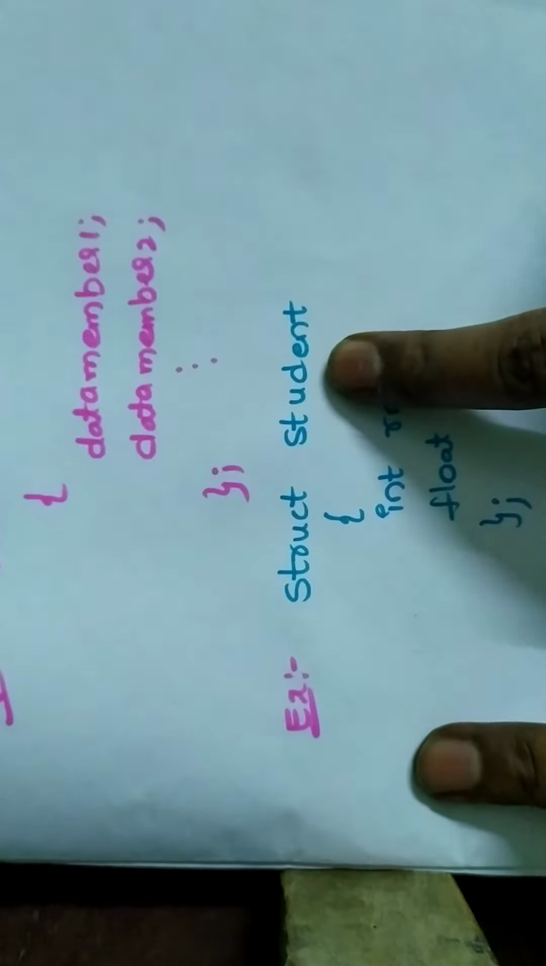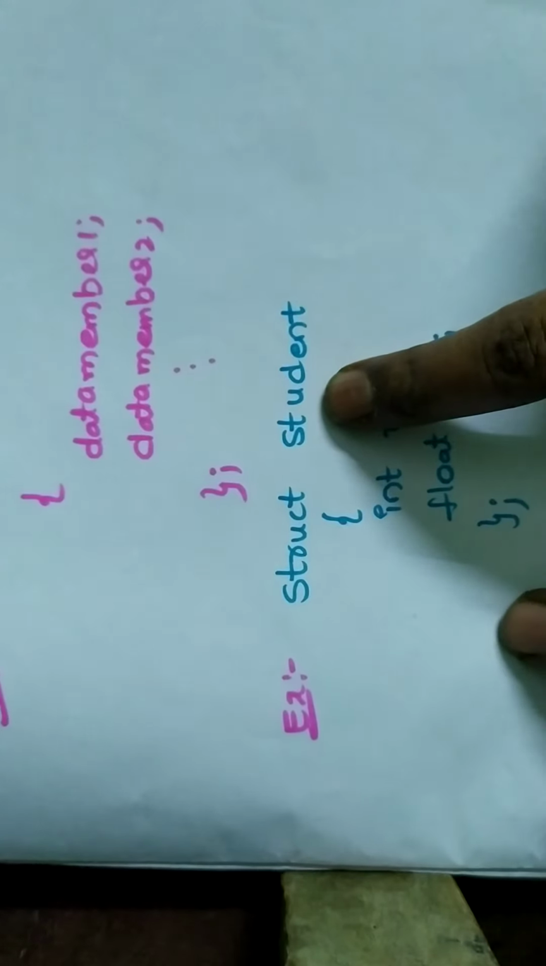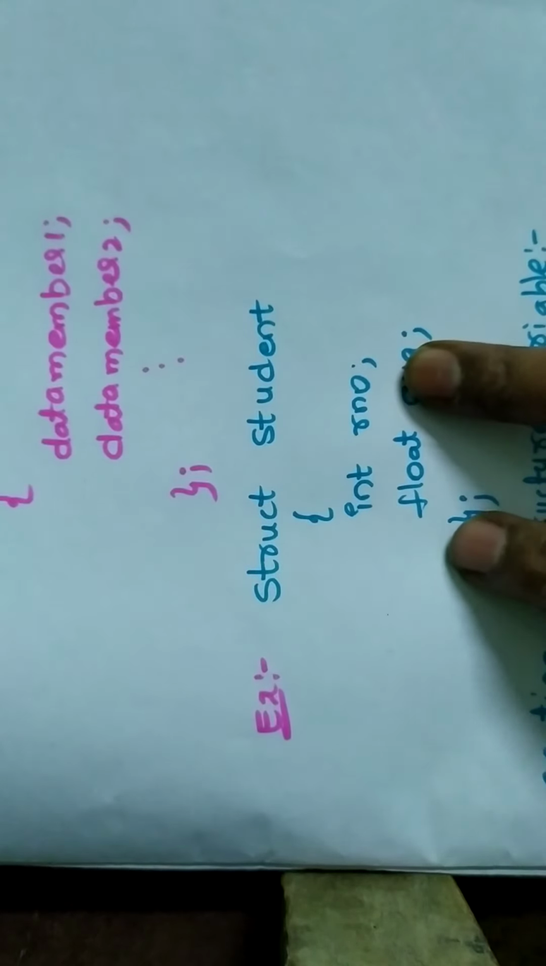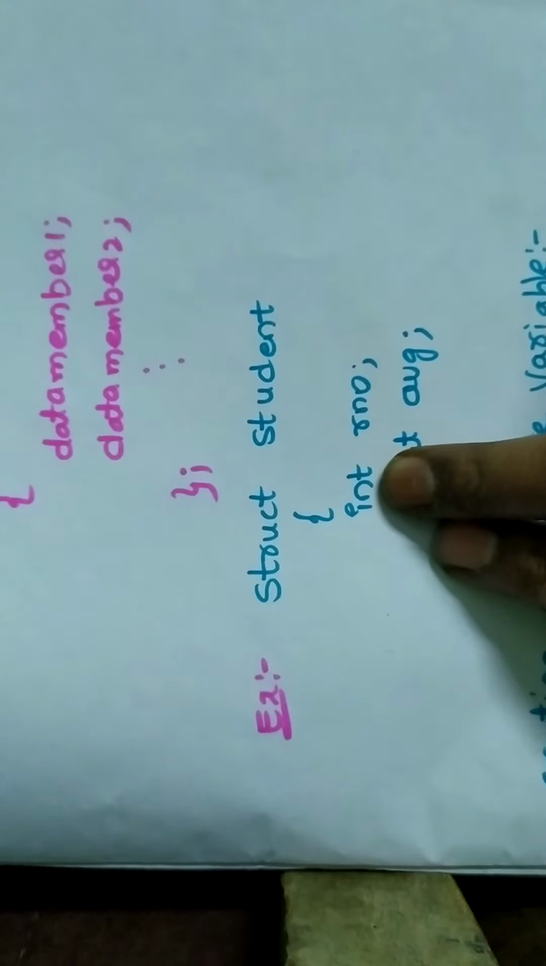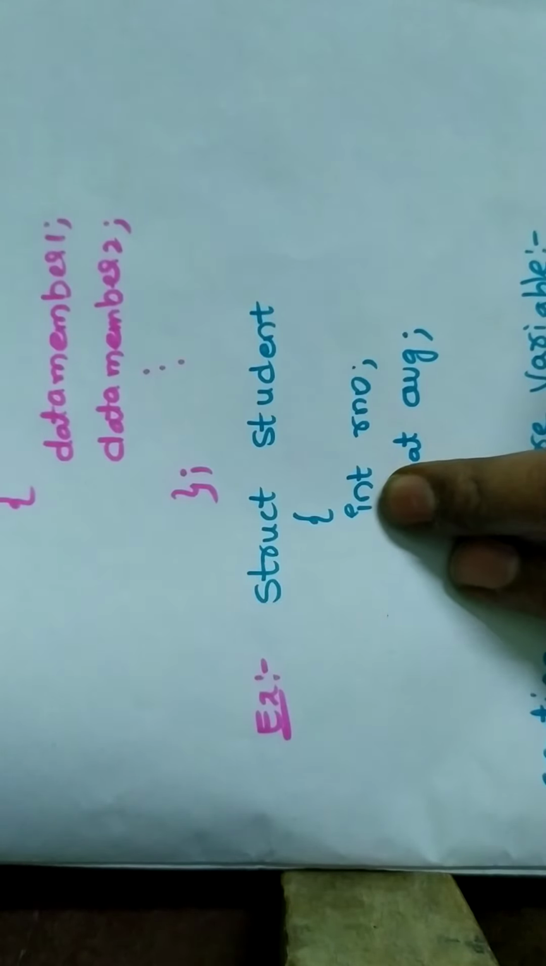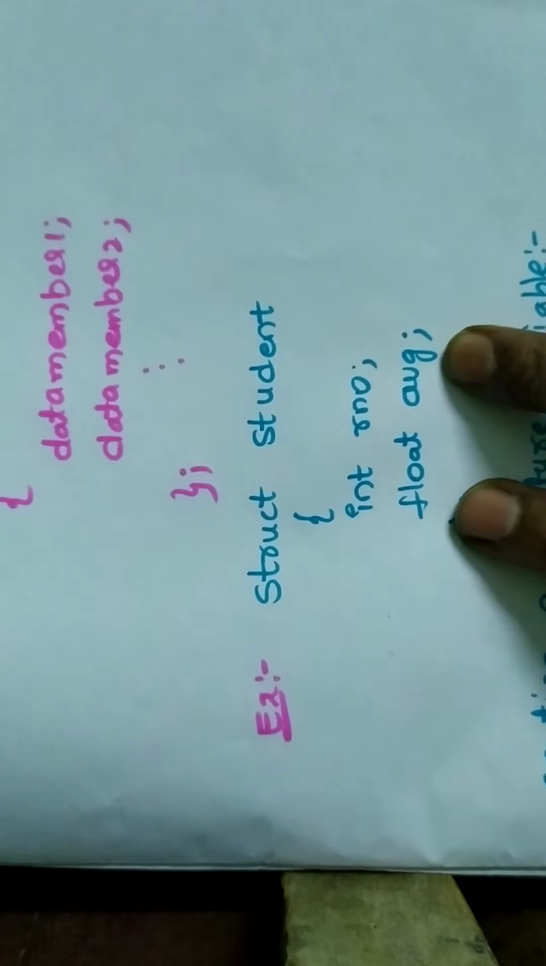And next this is the example. Struct is a keyword and student is the structure name that we are creating now. So we are creating student structure in this example. What are the data members here? I am taking two data members. The first data member is roll number and it belongs to integer data type, and the next one is a float type data member, that is average.